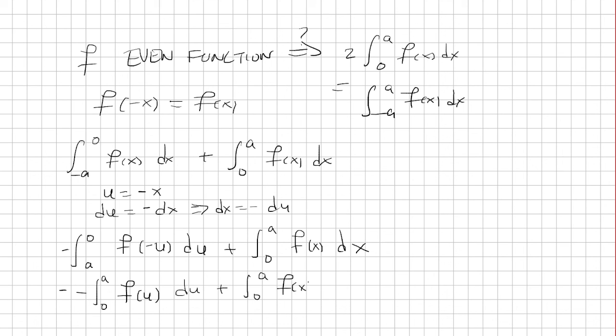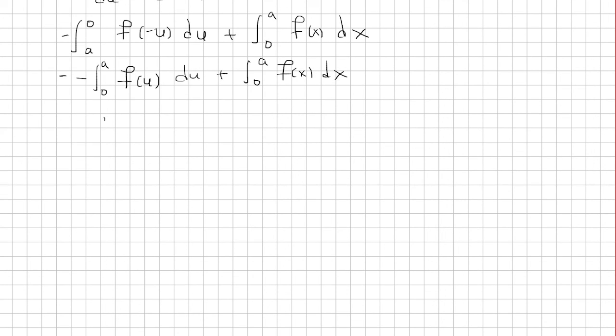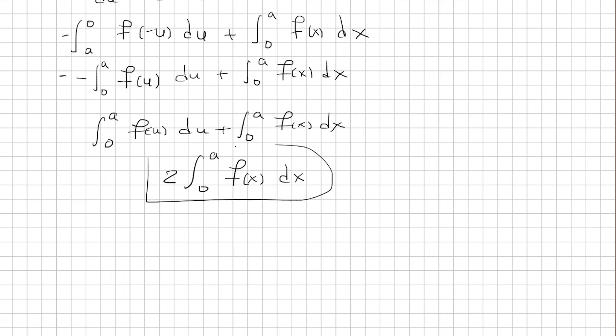So really this is just positive integral from 0 to a of f of u du plus integral from 0 to a of f of x dx. These are exact same integrals, so therefore we can say it's twice the integral from 0 to a of f of x dx. So again, this is also true.